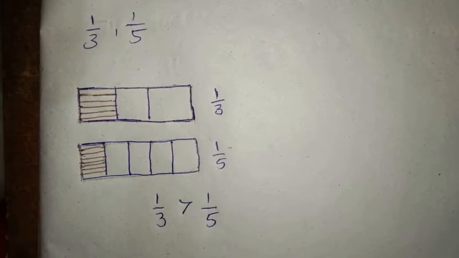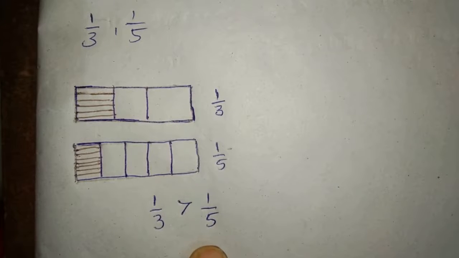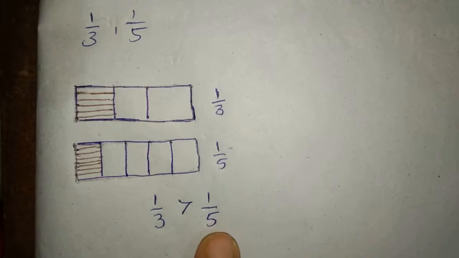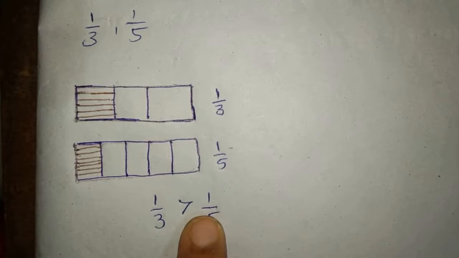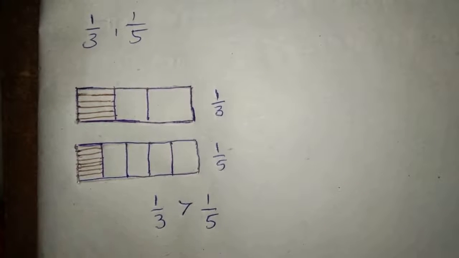So when two fractions have different denominators and the same numerators, the fraction with the lesser denominator is more than the fraction with the larger denominator. So when the denominators are not equal and the numerators are equal, the fraction with the larger denominator is lesser than the fraction with the smaller denominator.